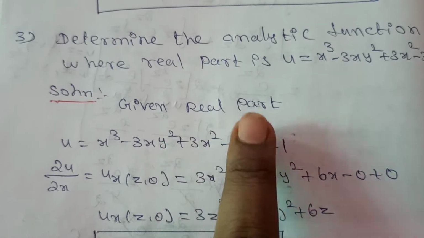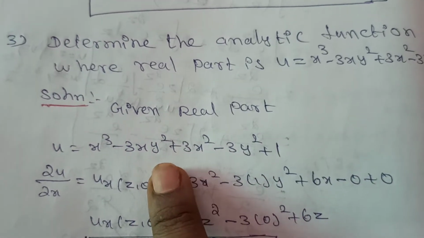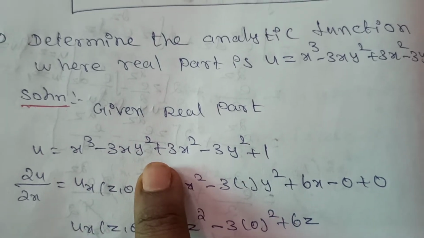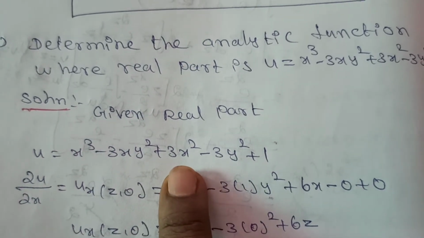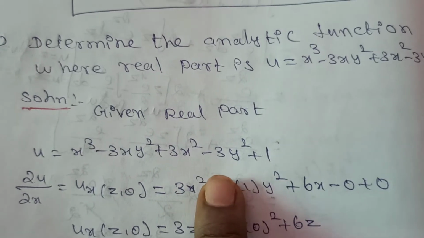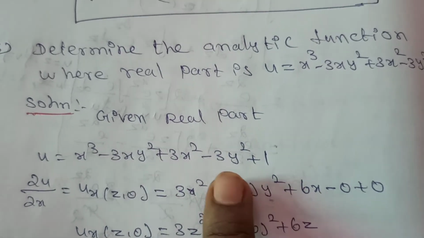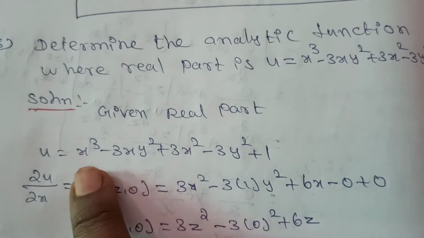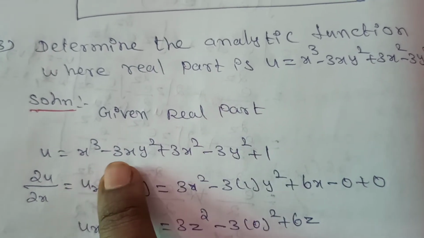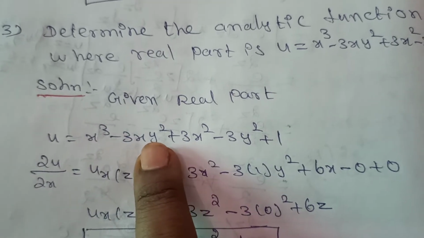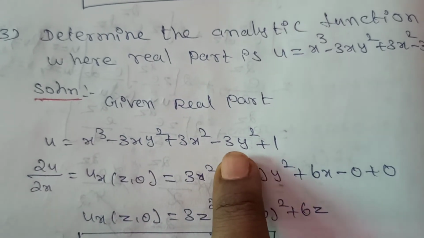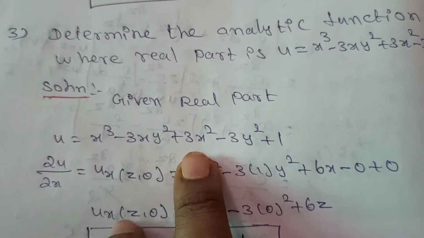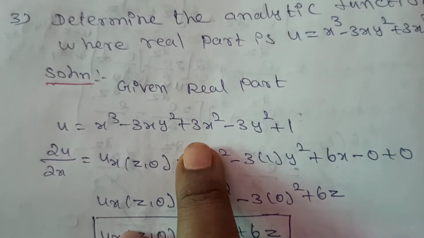What is given as the real part? u, which is equal to x cube minus 3xy square plus 3x square minus 3y square plus 1. So u is the real part. In this equation, first we take the partial derivative with respect to x, that is, dou u by dou x.